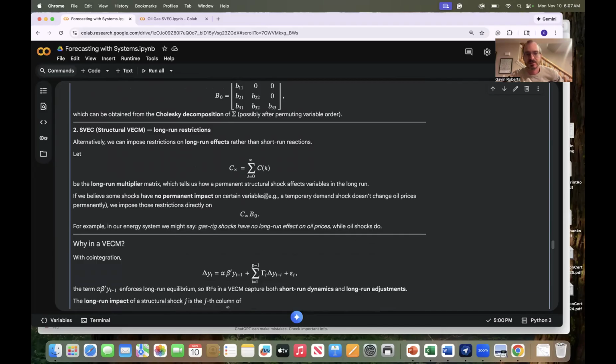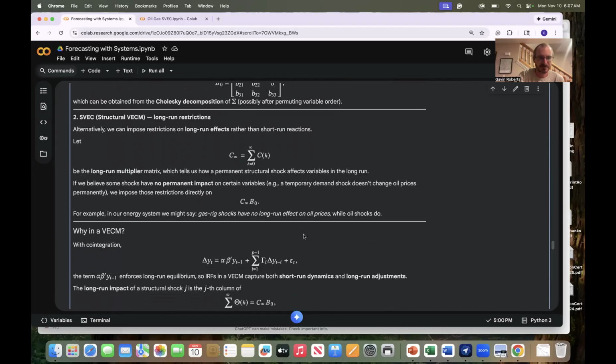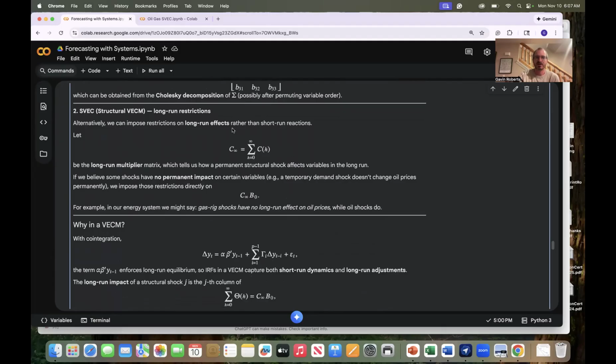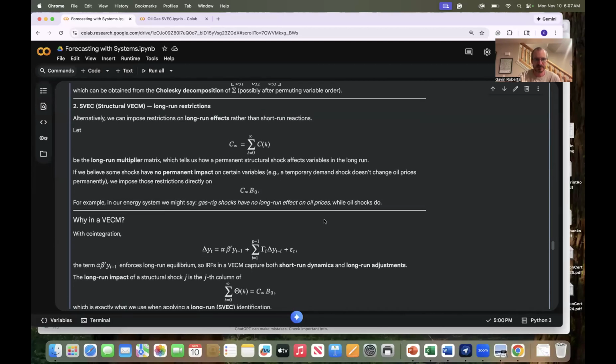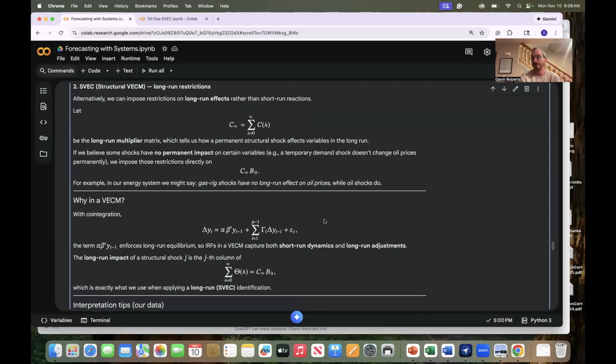Now, with co-integration, we can do what's called a long run restriction. We can impose restrictions on the long run effects of different variables rather than short run restrictions. So we can say, let's let C in infinity just equal the sum of these shocks right here, essentially. So the horizons. And that will be the long run multiplier matrix, which tells us how a permanent structural shock of variables affects variables in the long run. Because in these systems, we do a shock and then variables evolve in the short run. But then how do they end up? Do they resettle in a new place in the long run, for example? Could be a question. We don't really know yet.